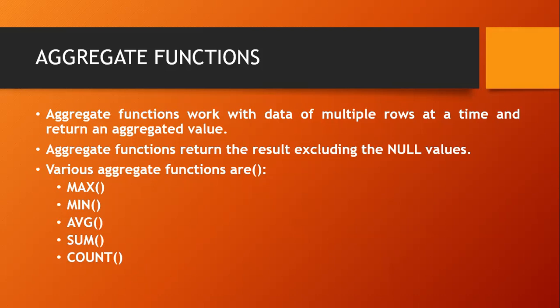The different types of aggregate functions are max, min, and average. For average, we have the AVG function. Then to calculate the total, we have sum. And to display the number of items, we have the count function.